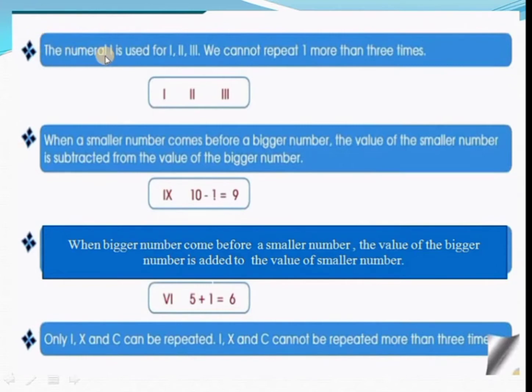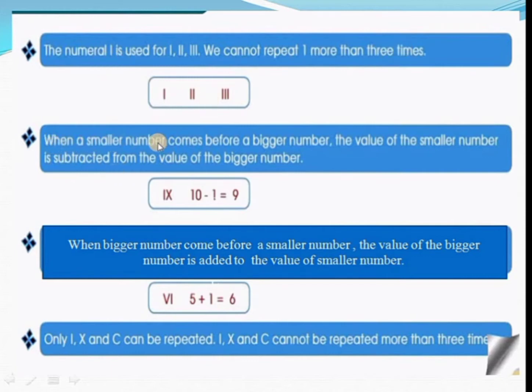The numeral I is used for 1, 2, 3. We cannot repeat it more than 3 times. See, we cannot use this I more than 3 times. So that is the first condition.